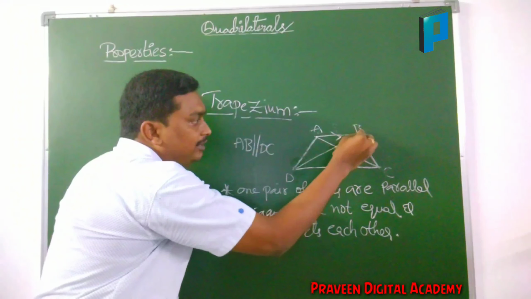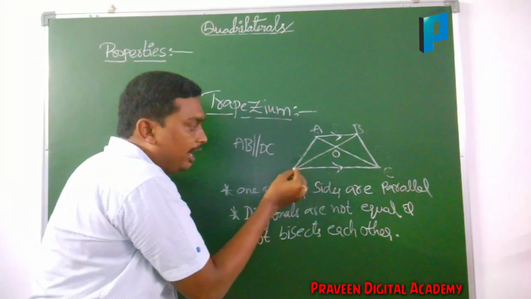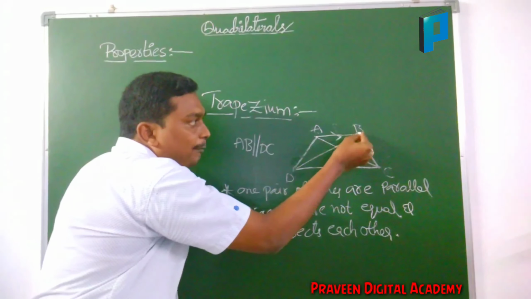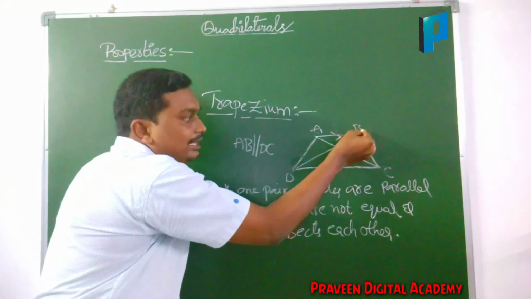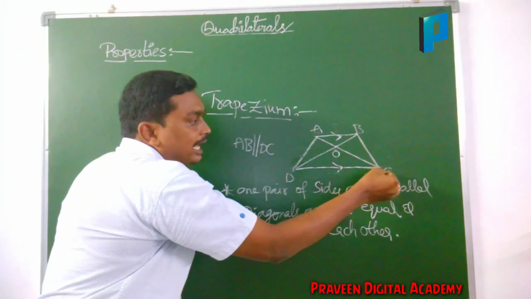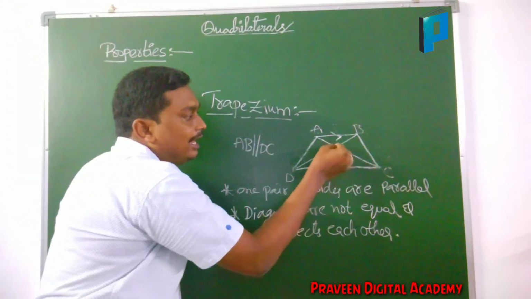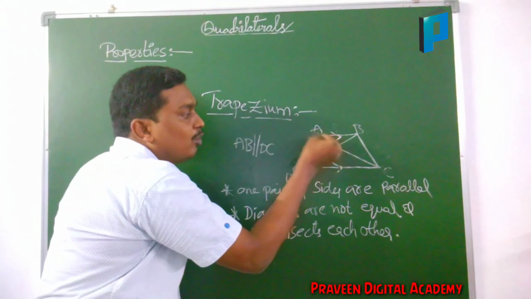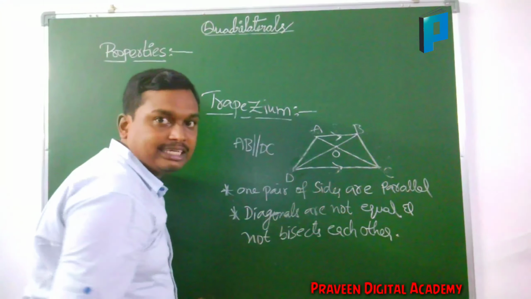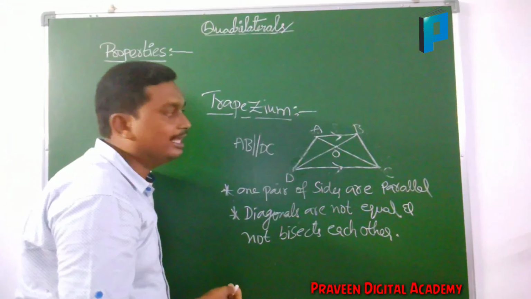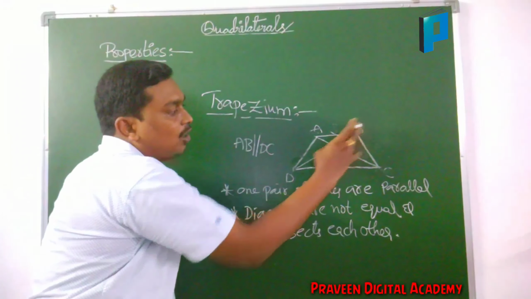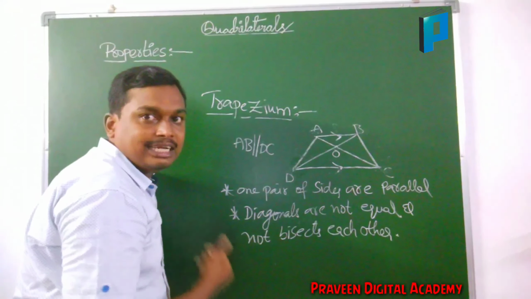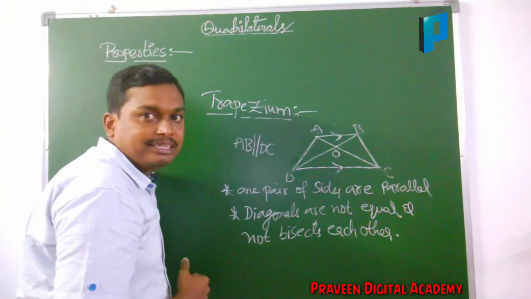Look at here. If BD is a diagonal, OD length is more when compared to OB length. And here also AC is a diagonal; OA is having smaller length, OC is having larger length. So you can say diagonals do not bisect each other in the trapezium.